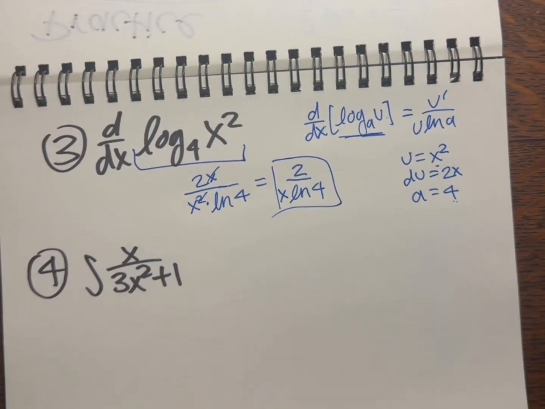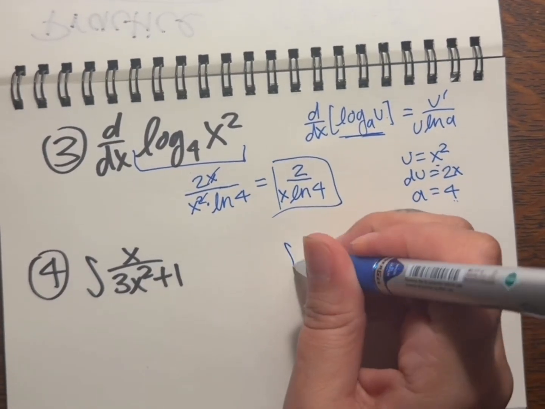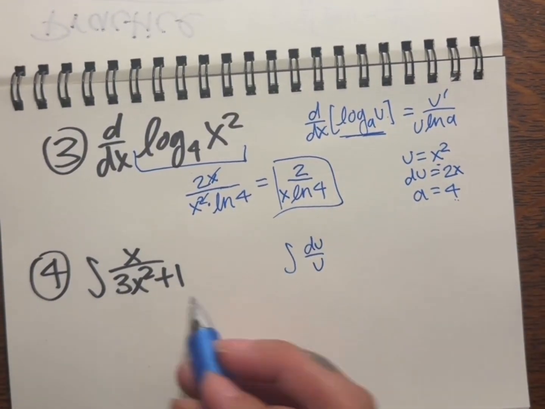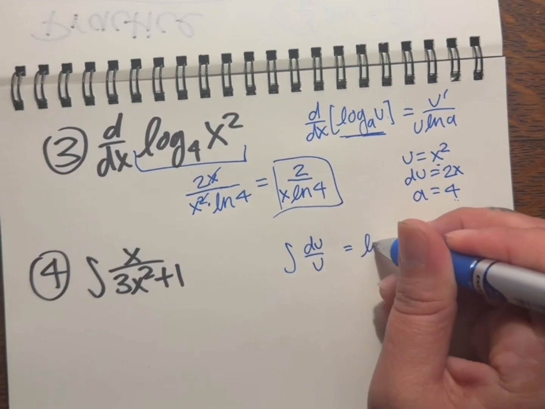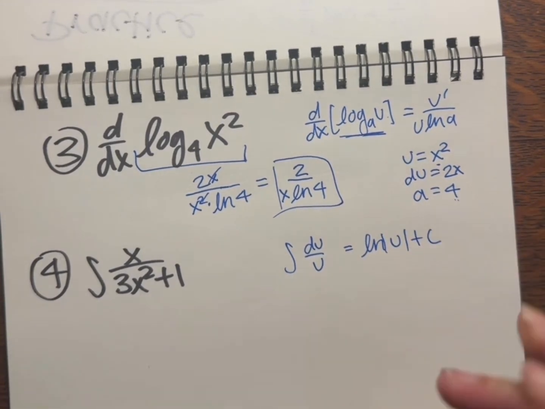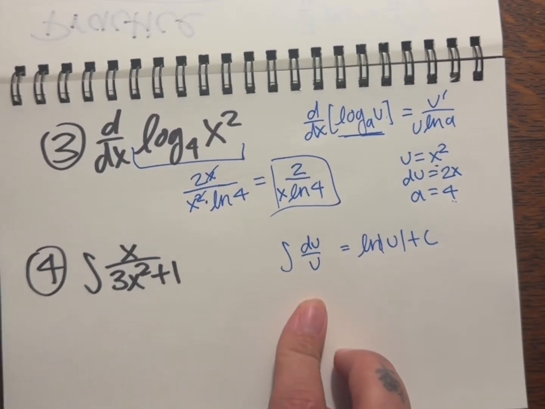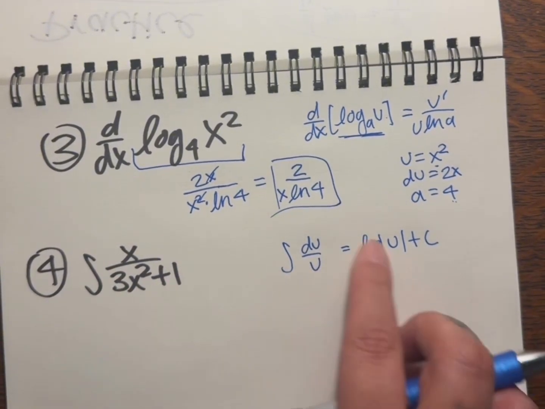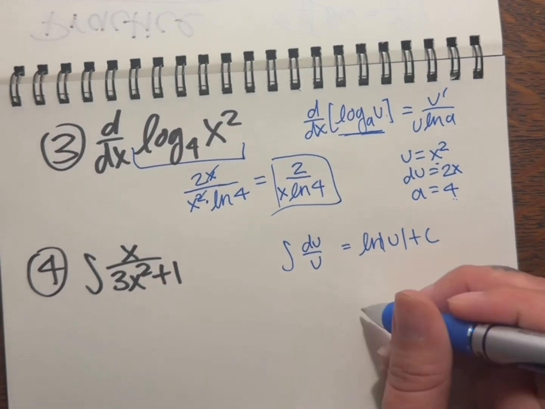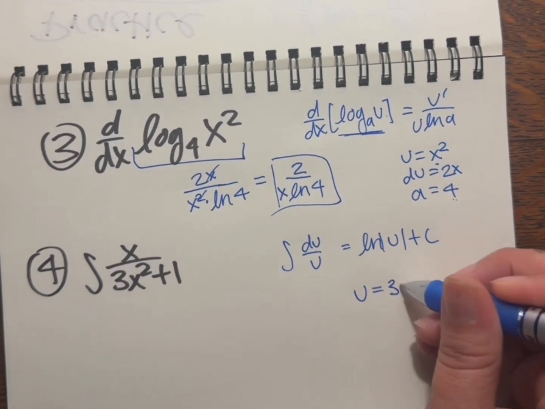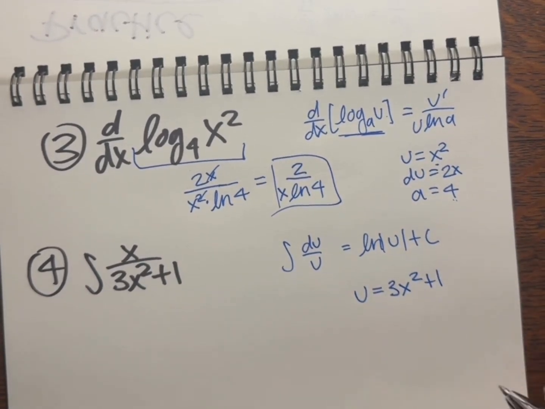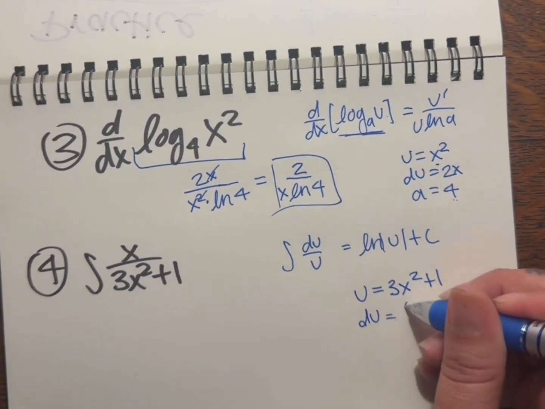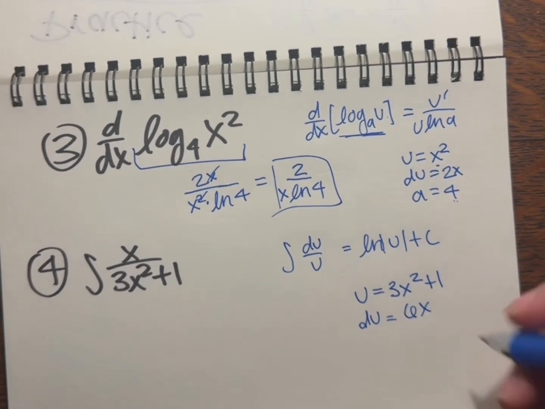Okay, now let's try one integral problem. If we remember, the integral of du over u, which is what we're going to be using for this problem, is equal to ln u plus c. The idea is that we want to make this look like this. So the first thing I'm going to do is set the denominator to u. So u equals 3x squared plus 1. And then I'm going to get the derivative of that, which is 6x dx.